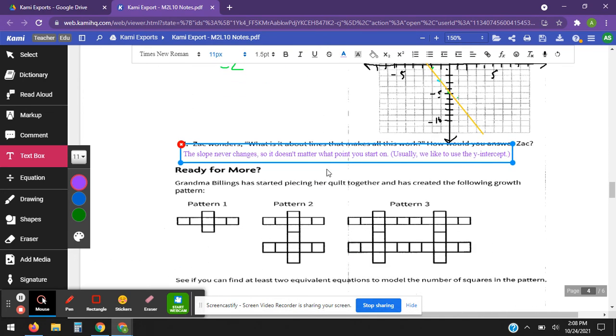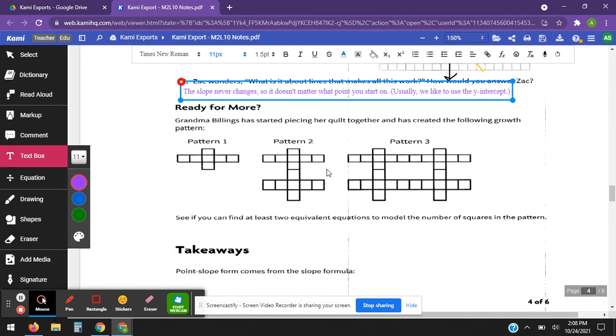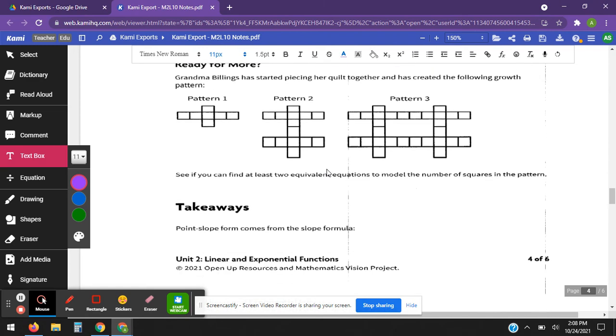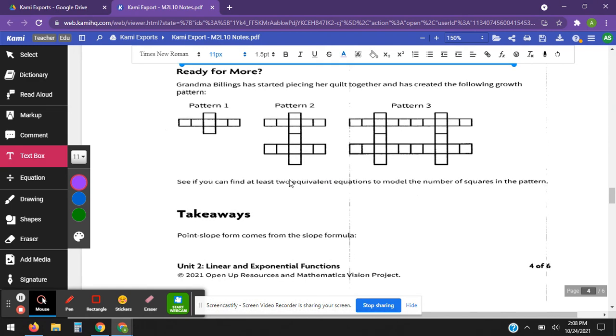If we had tried this on a geometric sequence, it would not be the same because it's a different starting point. It still could work, but it's slightly different. So if you want to try the geometric, here's the ready for more.